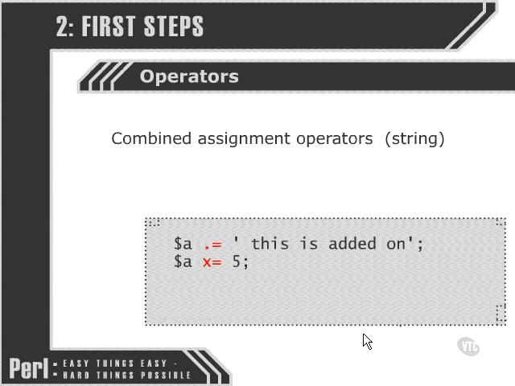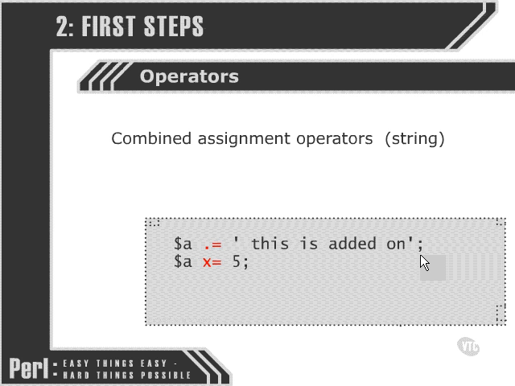Here, the variable a has an existing value. And then in the first line, we add some extra text to the value of the variable a. And then in the second line, we take the value of the variable a, lay it out 5 times, all run together, and then we return that value, whatever we end up with, and that's the value of the variable a.